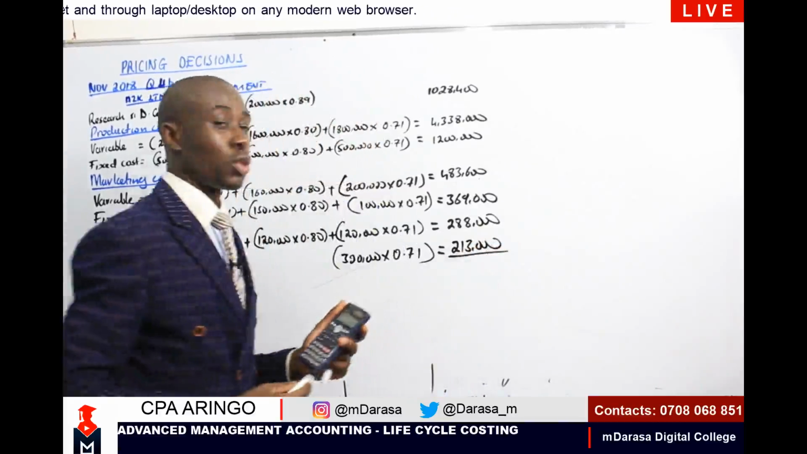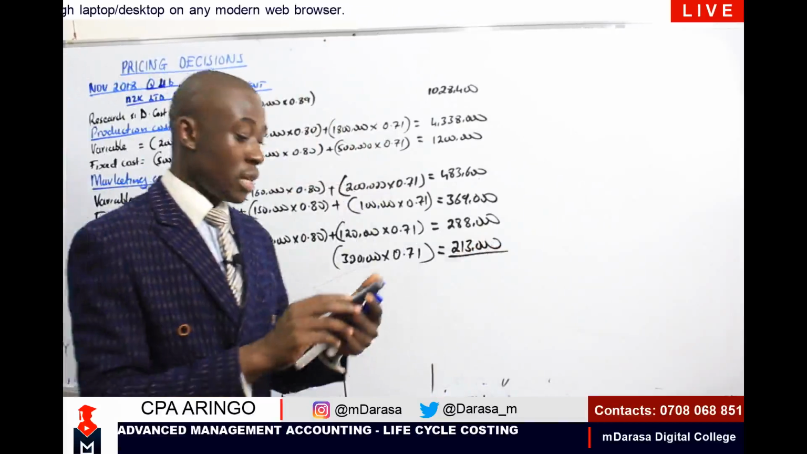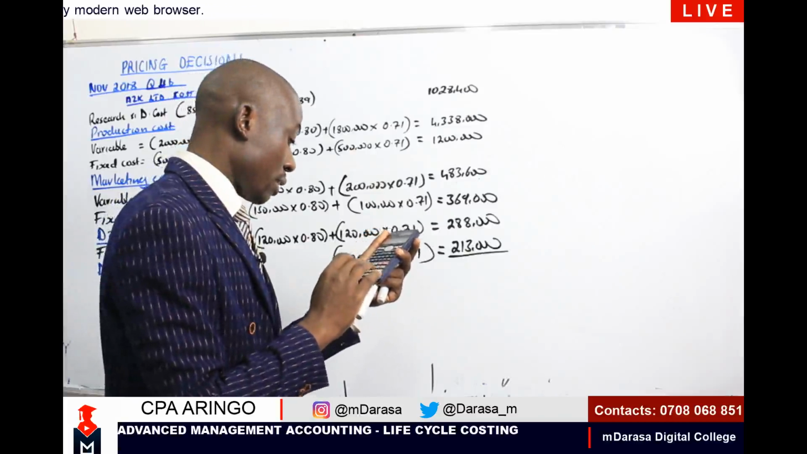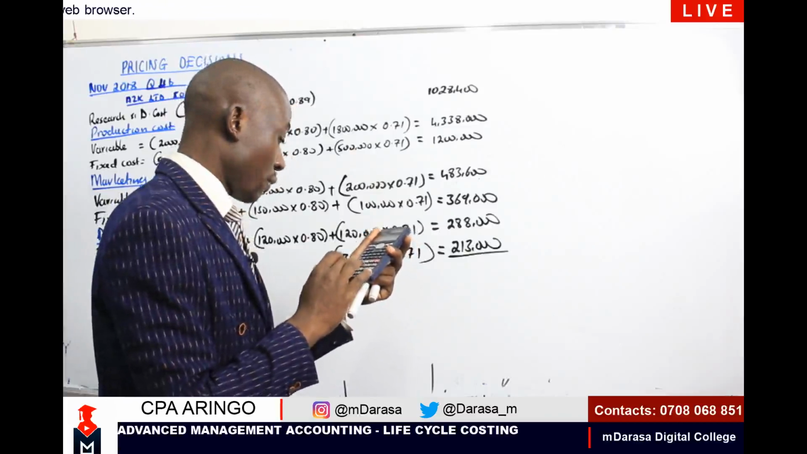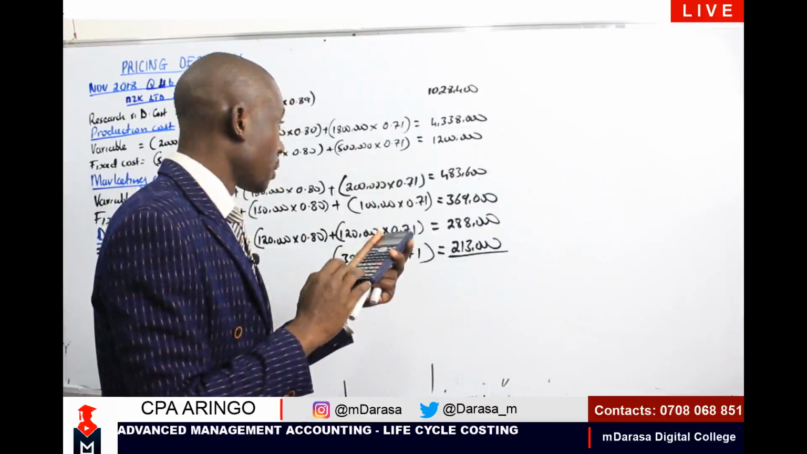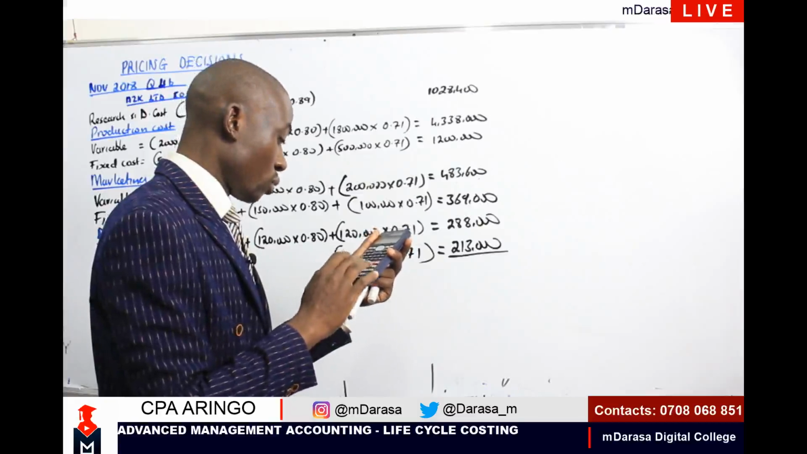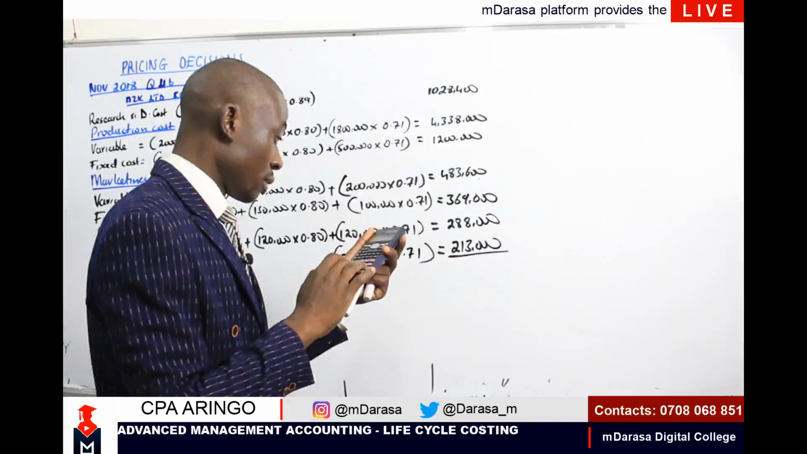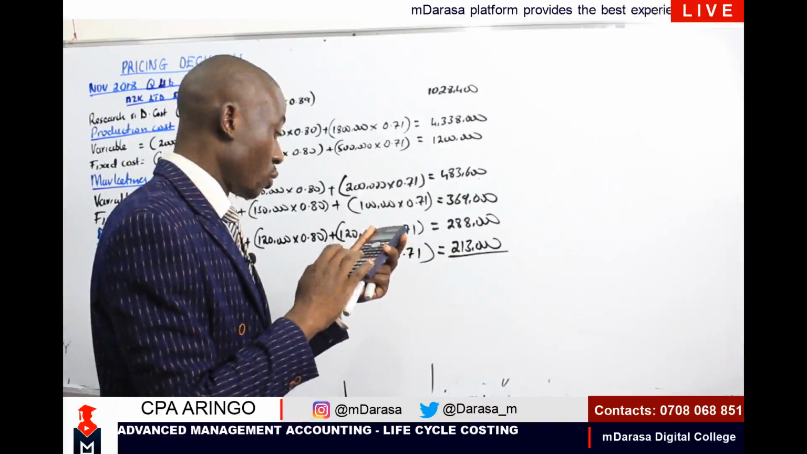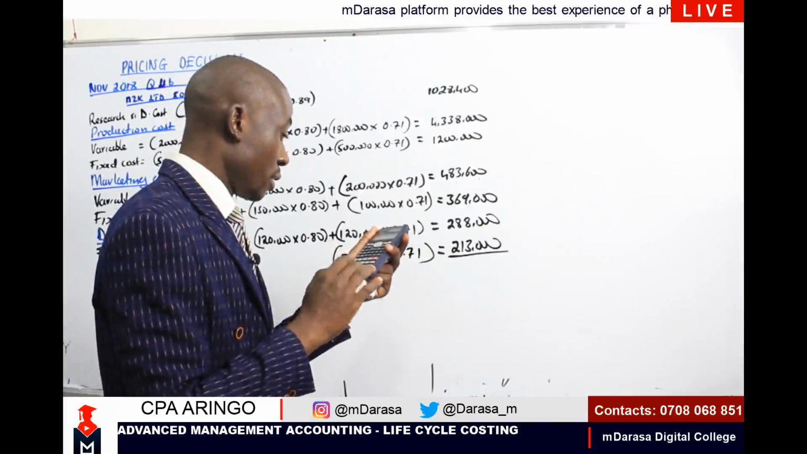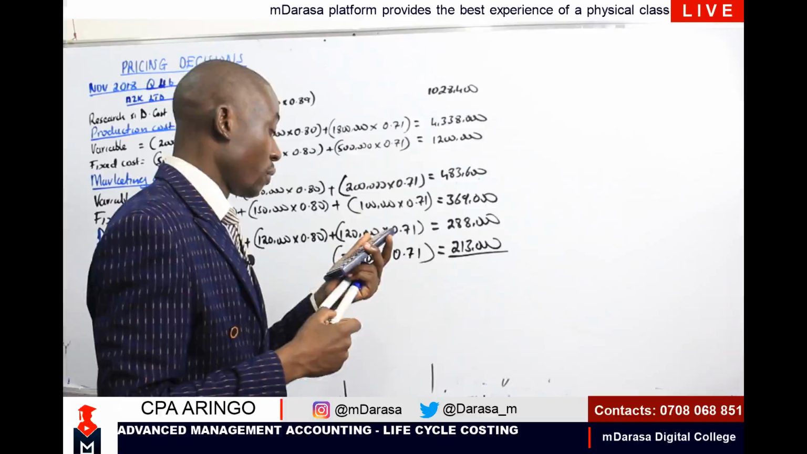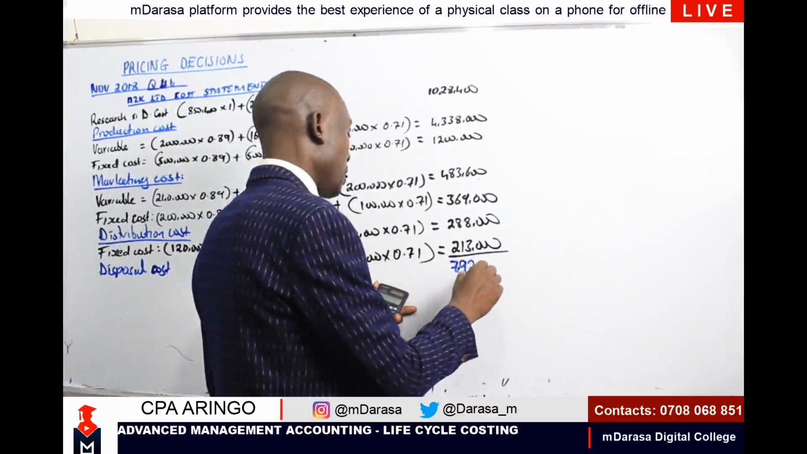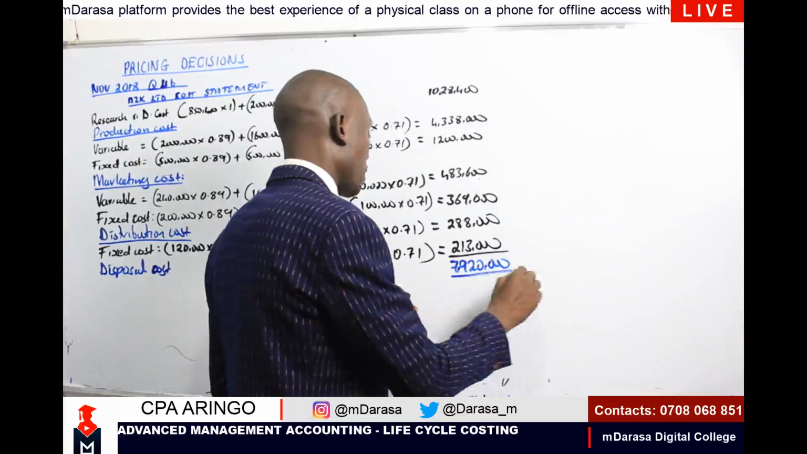So what about our total cost, my good students? My total cost should be 213,000 plus 288,000 plus 369,000 plus 483,600 plus 1.2 million plus 1.2 million plus 4,338,000 plus 1,028,400. So in this case, I'm getting a figure of 7,920,000. This is the figure that I'm getting.